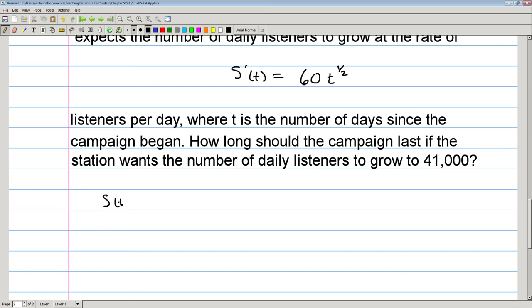And so the number of listeners per day will be the antiderivative of 60 t to the 1/2. We'll use a rational exponent to make calculating our antiderivative easier. So we'll get 60 times, we'll increase the exponent by 1. 1/2 plus 1 is 1/2 plus 2/2, 3/2, divided by our new exponent, 3/2, plus a constant.